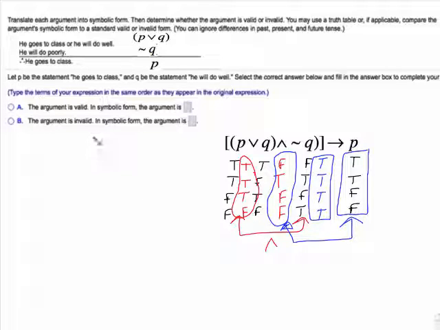So notice how they've done this answer-wise. It says the argument is valid, and then it expects you to write the symbolic form. And the reason they do this is so that you don't just guess valid and invalid. So you're going to say it is valid. And the argument is, this is your argument right there. This is what you would type into the box for the argument. That's what they mean by argument.